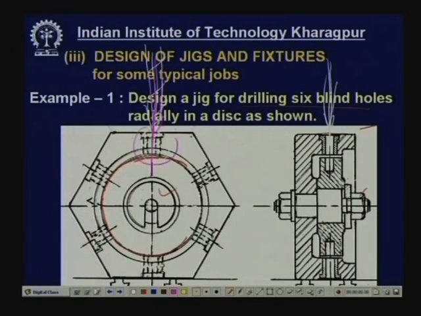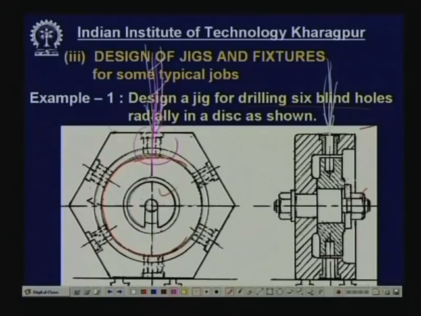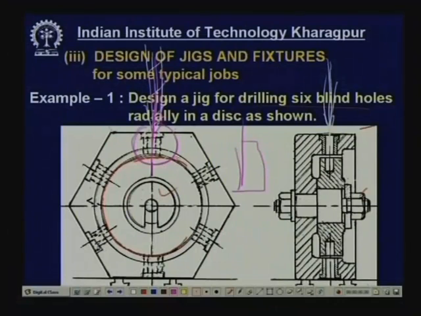This table of the drilling machine can be movable, which is easy to handle, and you can bring the axis under the axis of the drill. Or if it is a radial drilling machine, then putting the job here, you bring the drill in position by moving the radial arm.